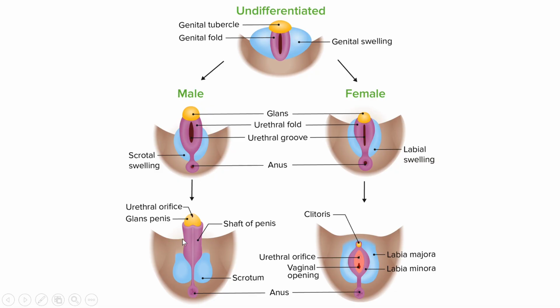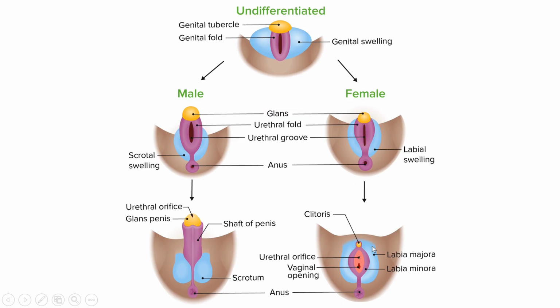So the shaft of the penis would be complementary to this structure. Then the scrotum is actually complementary or analogous to the labia majora. So don't forget that the glans penis is to the clitoris, the shaft of the penis is to the labia minora, the scrotum is to the labia majora.